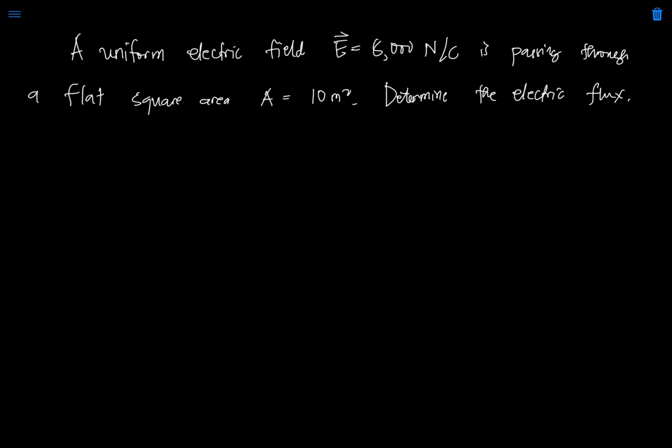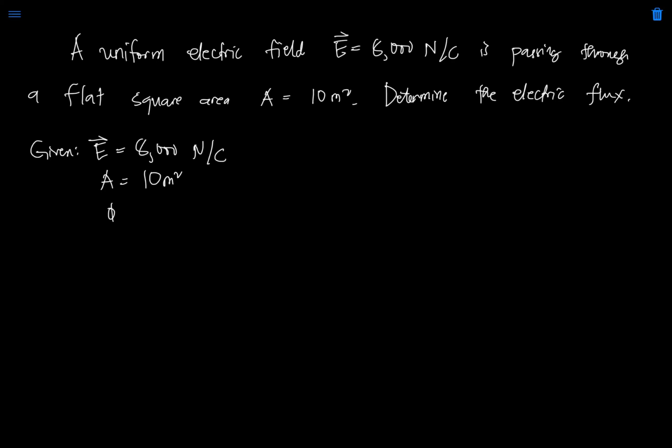So let's have this problem. A uniform electric field E is equal to 8,000 newtons per coulomb is passing through a flat surface area of 10 meters squared. Determine the electric flux. So the first thing that we need to do is to identify the given. The given in this problem are the electric field, which is 8,000 newtons per coulomb, and we also have the area, which is 10 meters squared.